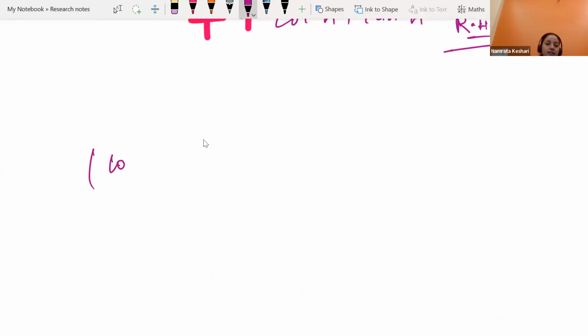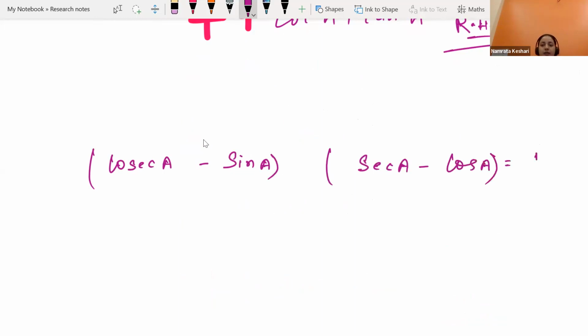It is cosec a minus sin a, in other bracket sec a minus cos a, is equal to 1 by tan a plus cot a. Okay, this is what we have to prove over here.